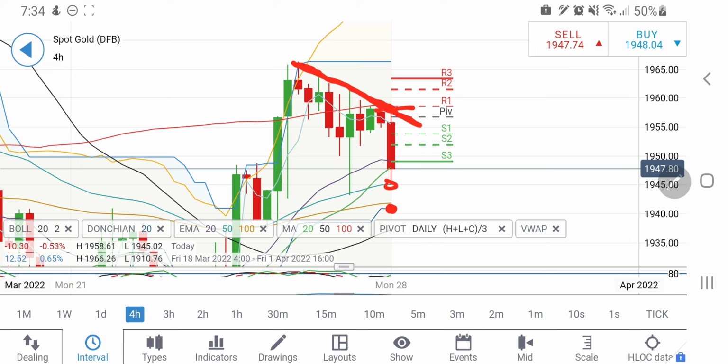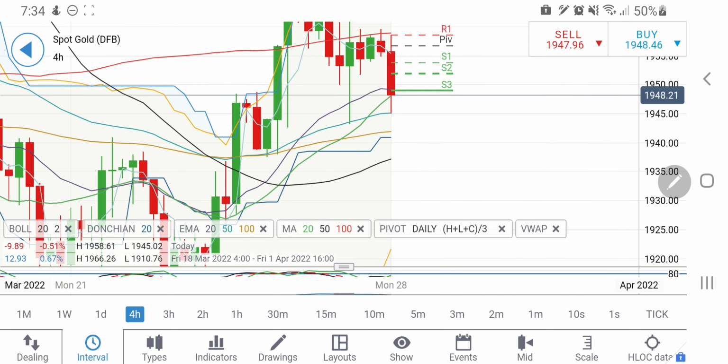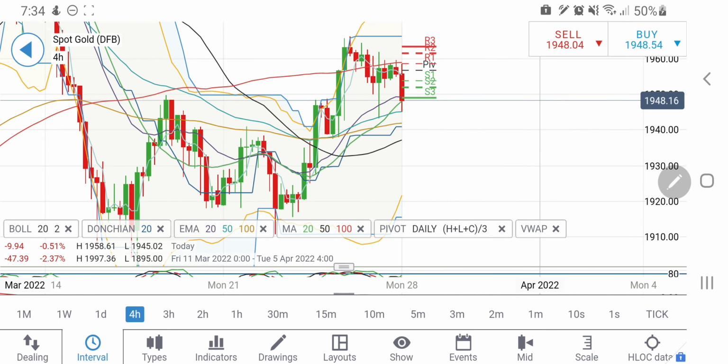If it breaks 1960, one can remain long on gold, and then we can expect 1965, 1971, 1978 plus levels. It can rise towards 1991, 2000 levels also. So yes, beyond 1961, you can take a long entry. Till the time it is below 1961, it may try to consolidate a bit. It may try to come back again towards 1940 levels before trying to look forward to a rise.